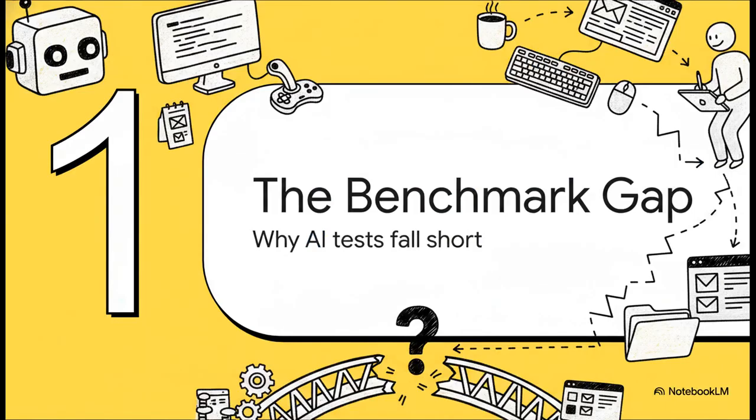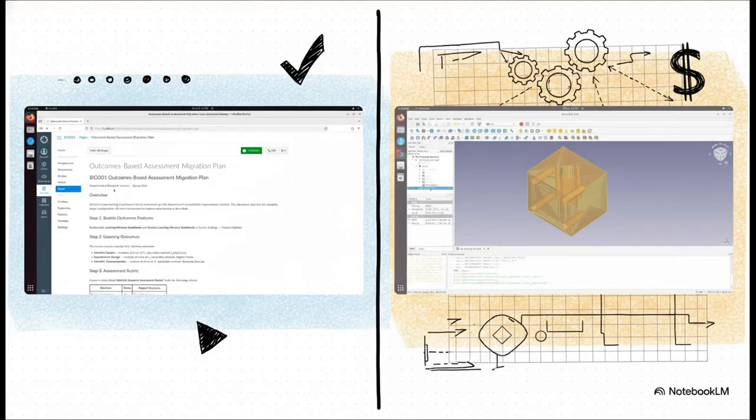All right, so let's get right into the why. The whole reason this project exists is to solve something called the benchmark gap. It's a huge disconnect between how we're testing AI agents right now and the kind of complex work people do on computers every single day. I mean, just look at this slide.